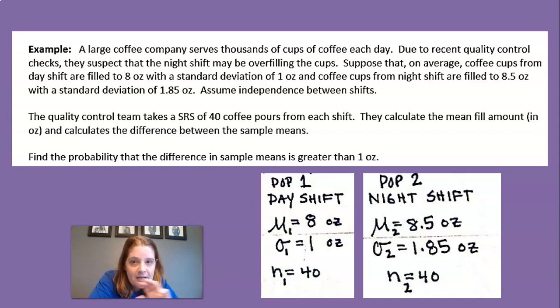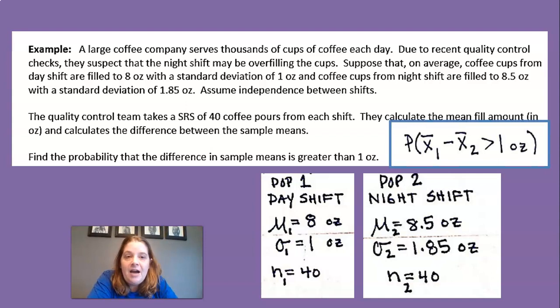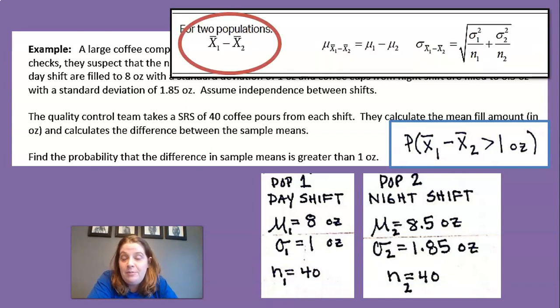Okay, so I've got all my data picked out of the problem, and I'm trying to find the probability that the difference in sample means, x bar 1 minus x bar 2, is greater than 1 ounce. Now remember, if you struggle with that notation, x bar 1 minus x bar 2 is on your formula sheet in that variable right there. So if you're curious what variable to use on these problems, find where it says 2 populations and you can copy it straight from there.